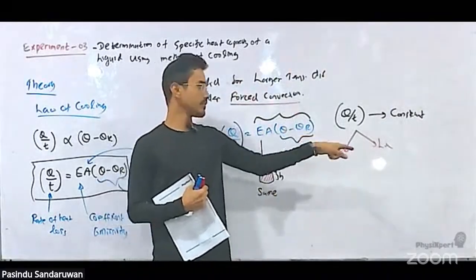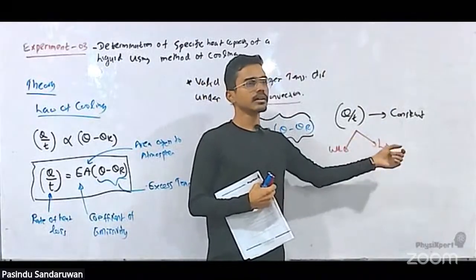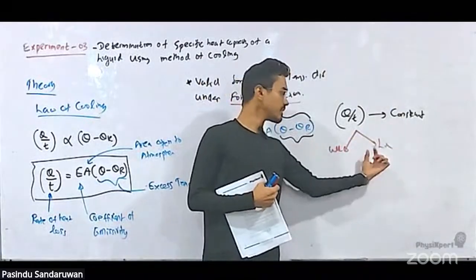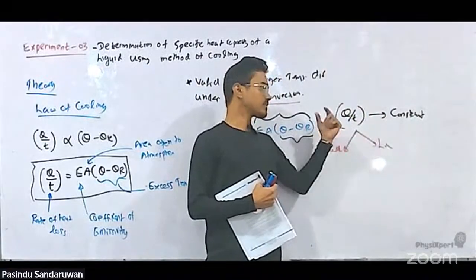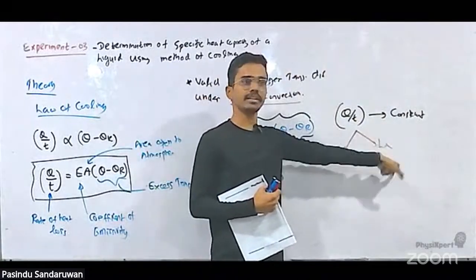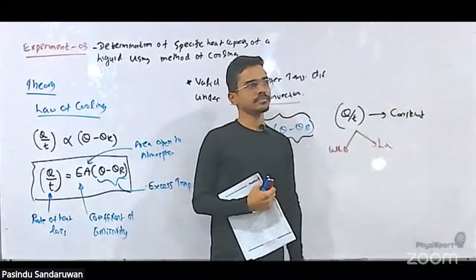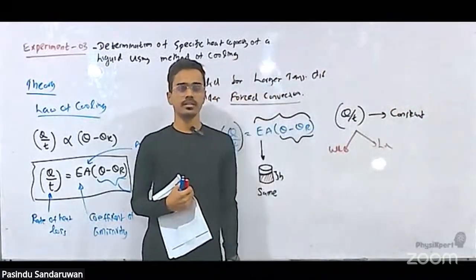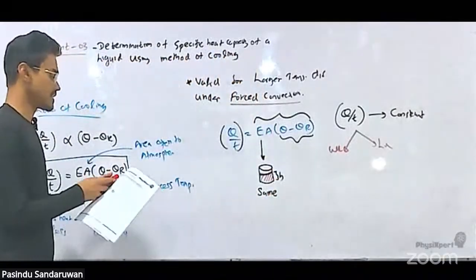Then the rate of heat loss of water is equal to the rate of heat loss of liquid, and we can equalize these two. Once these two are equalized, since the specific heat capacity of water is known, the specific heat capacity of the other liquid can be determined. If you understood the logic, the first part is done.